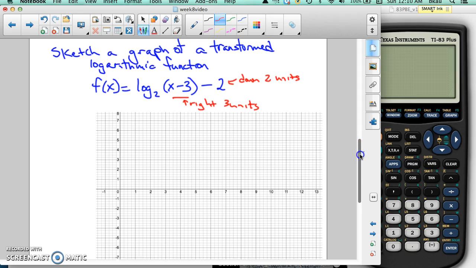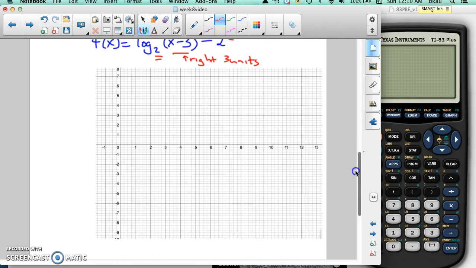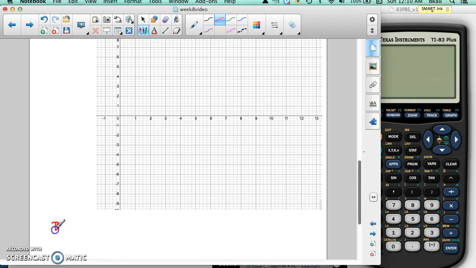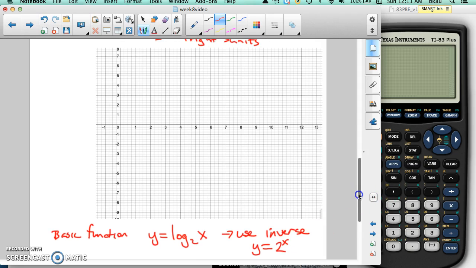So what we're going to do is we're going to try to graph this. Since we have log base 2, we're going to have to look at its basic function, which is log base 2 of x. Now, in order to graph the log base 2, what we're going to really do here is use the inverse, which is y equals 2 to the x. So we're going to try using those values, and then we're just going to swap them.